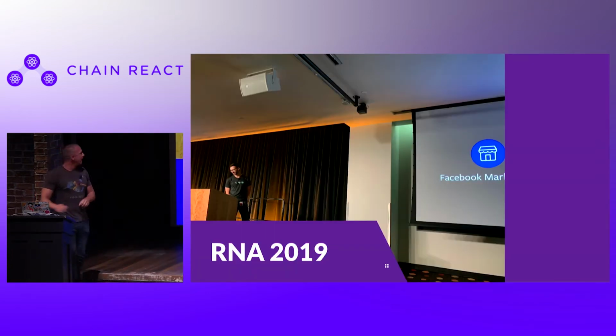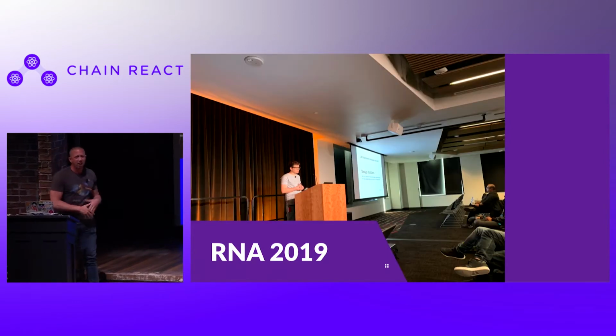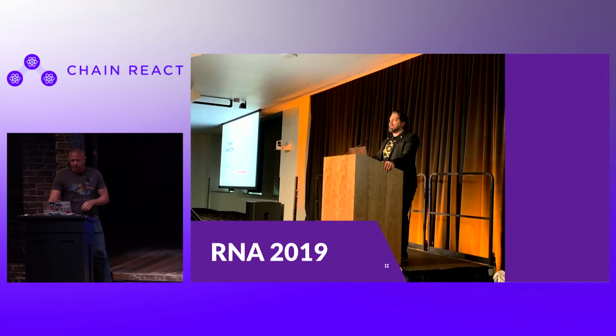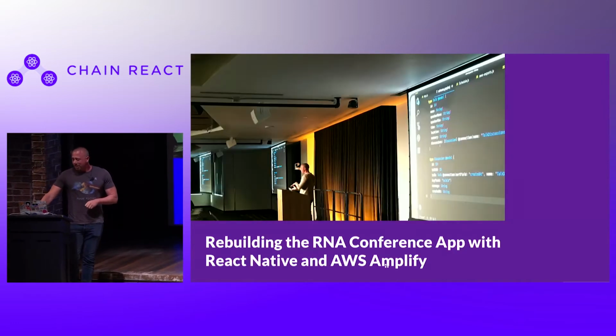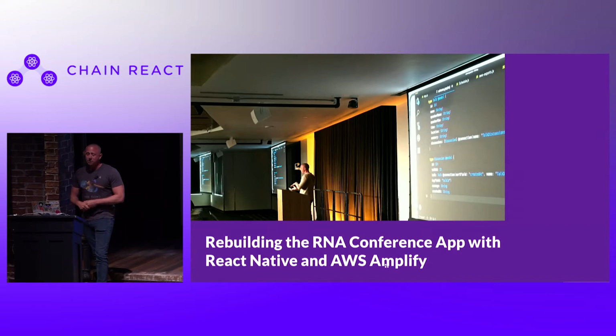So last year, we had a couple of people that came from Facebook. Peter came and talked about performance. We had Valentin come. He also had a talk about performance. Performance was one of the big issues that we wanted to talk about, and we had a lot of talks around that within Amazon. And then Gant was there. He gave his talk about machine learning. And my talk was the talk that we're going to dive into a little bit today. It was called Rebuilding the RNA Conference App with React Native and AWS Amplify.